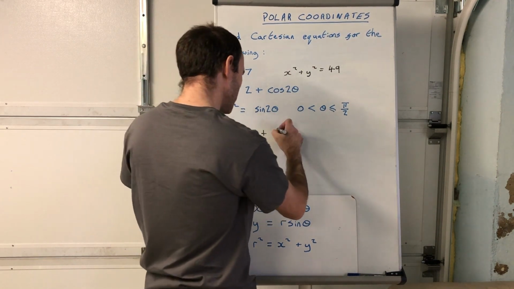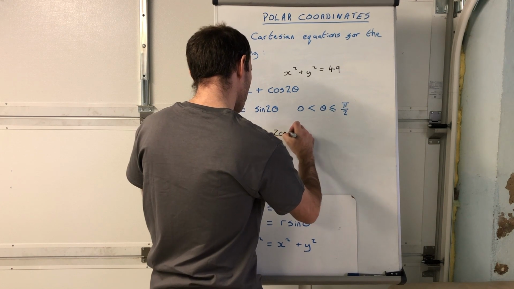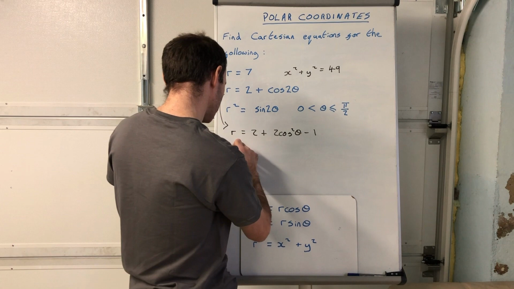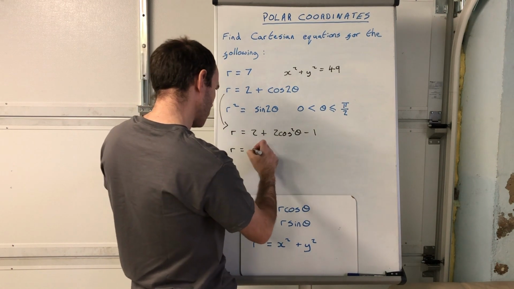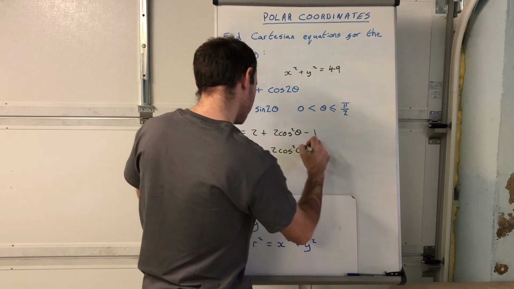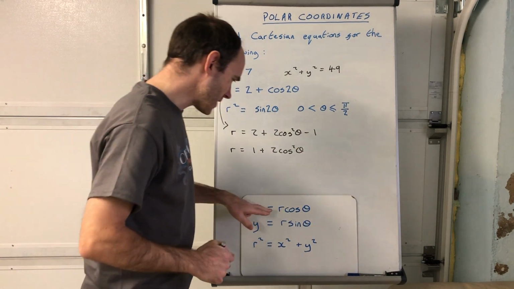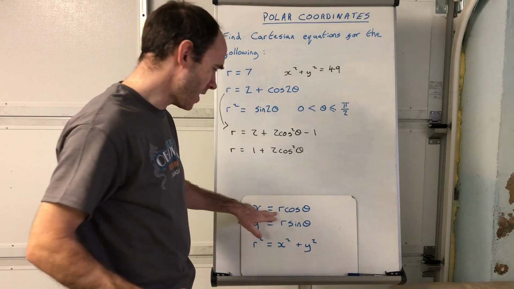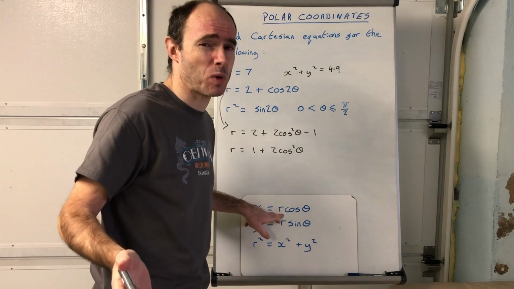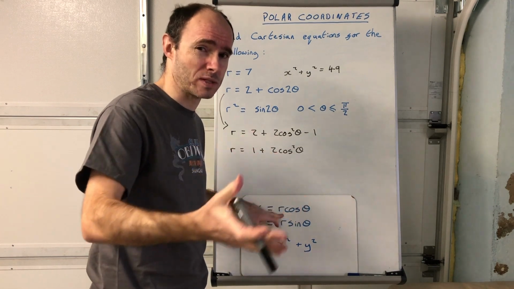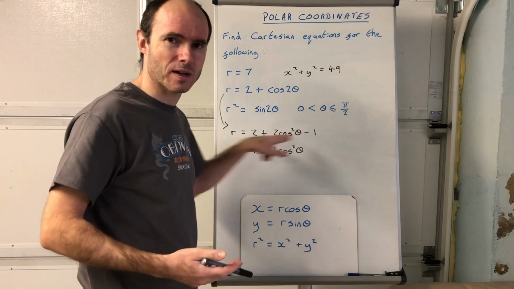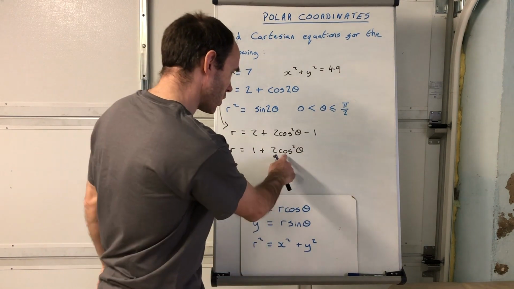cos 2 theta is the same as 2 cos squared theta subtract 1. So you've got r is equal to 2 subtract 1, which is 1, plus 2 cos squared theta. But I can't actually use this yet because notice I need an r there in front of the cosine theta. The simplest and quickest way to do this with all these types of questions is just to multiply throughout by r, or r squared, because I've got cos squared theta there.